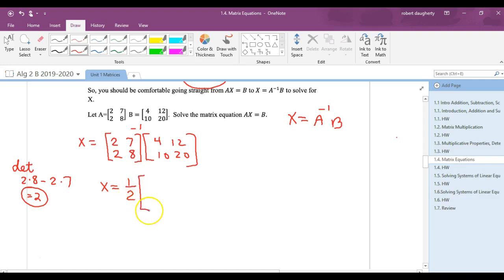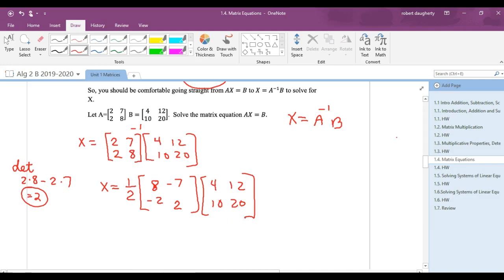Don't let the fractions scare you. They're harmless. And then what do I do with this matrix? I switch the 8 and the 2, and then I put a -2 and a -7. Right? Times 4, 12, 10, 20.